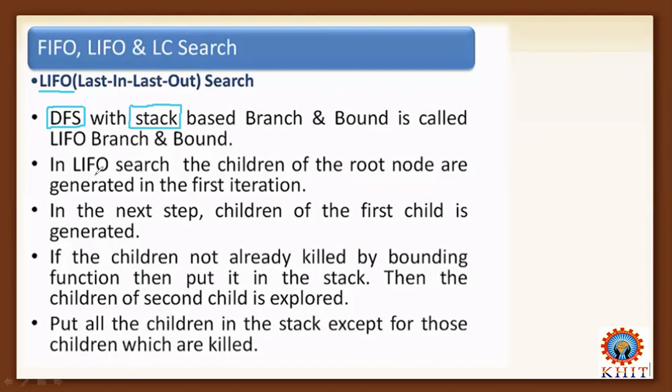In the last in first out branch and bound searching technique, the children of the root node are generated. This is the root node. Children of the root node are generated in the first iteration. In the next iteration, the children of the first child are generated, and the children of the second child are generated. Okay. So here I follow last in first out. Next, generate one more set of children of these three.